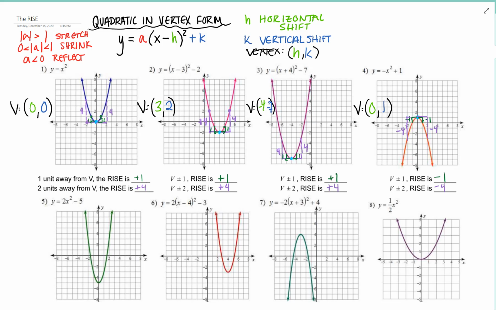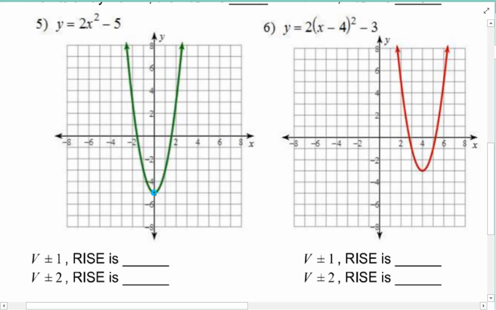So it looks like H and K affect where we put the vertex, right? The horizontal shift and the vertical shift. But what is affecting where we put the other points? Let's try some more. The vertex here is (0, -5). 1 unit away from the vertex, we rise 1, 2 units this time. And 1 unit away, we rise 2. So the rise here is 2.